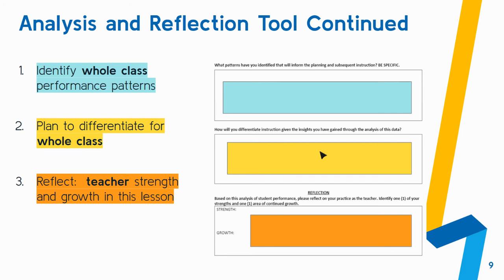An important aspect of differentiation is that students' needs will vary based on their skill level. Both of these first 2 boxes can be in narrative or bullet point format. The final box, noted in orange, asks 2 reflection questions that are specific to teacher actions. The first question asks you to identify one of your strengths, and the second question asks you to identify an area of continued growth from this specific lesson. Again, this is about you as the teacher and your practice, and not about your students' actions.